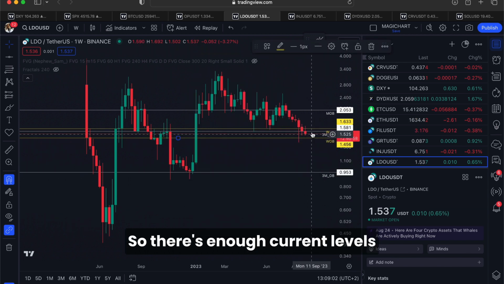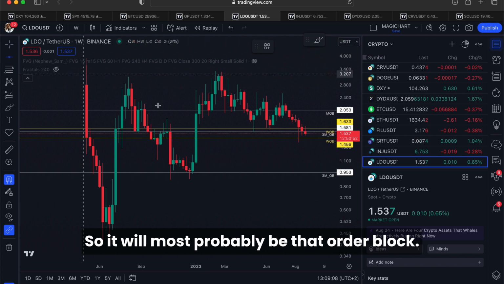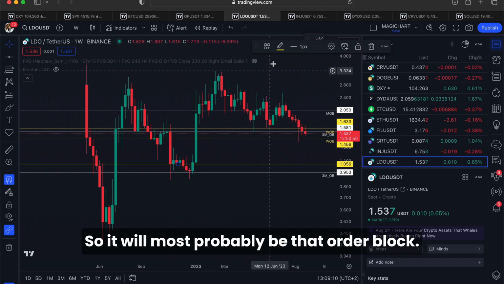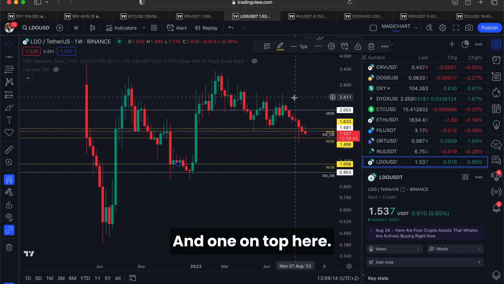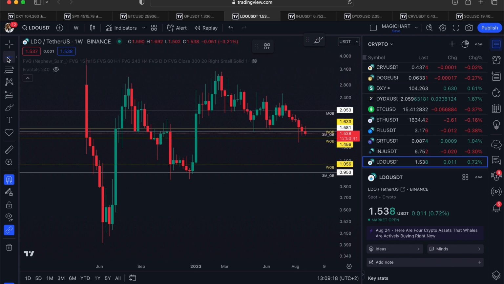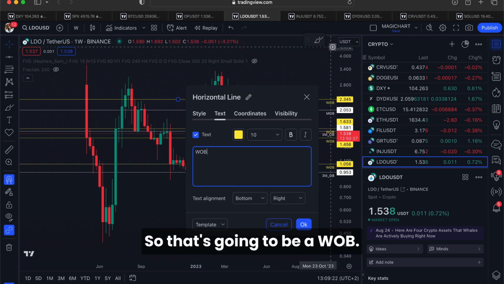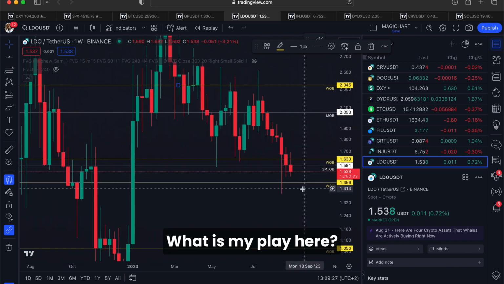There are enough current levels around the current price. I want to do one more below in this area. It will most probably be that order block. And one on top here. Oh, beautiful, that little one there. So that's going to be a weekly order block. Okay, there are my levels. What is my play here?